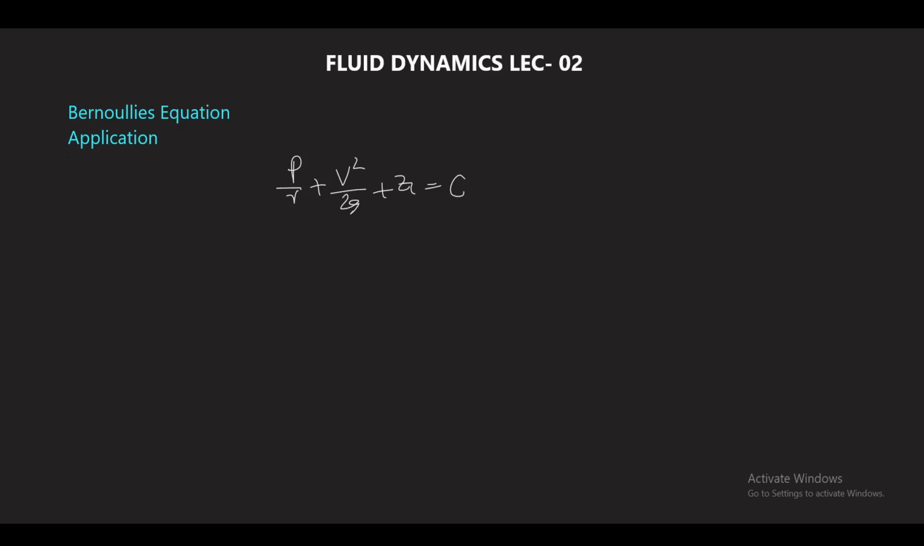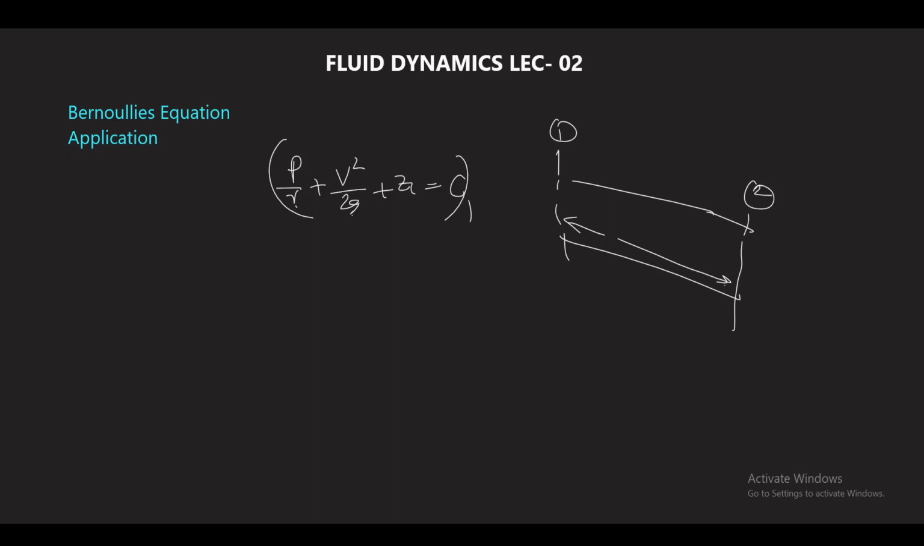Before going to the applications directly, Bernoulli's equation is actually applied to a section of the flow, correct? Two sections are considered of a fluid flow. This is section first, this is section second. Then Bernoulli's equation is applied between them. What it states is that pressure energy plus kinetic energy plus potential energy is equal to constant. That means at section 1, P by gamma plus V square upon twice g plus Z should be equal to the same at section 2.